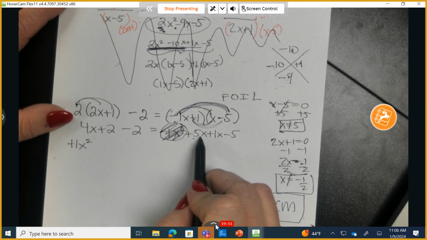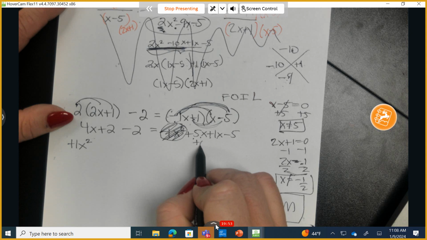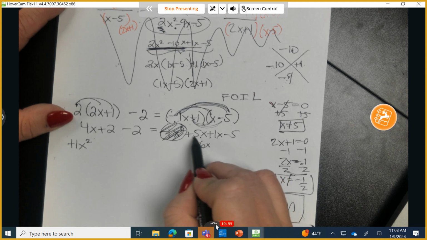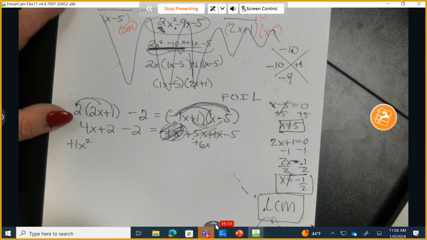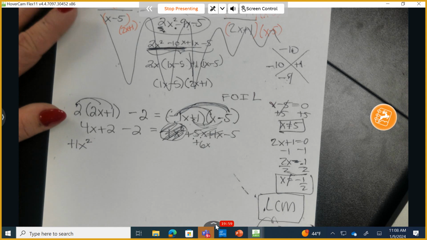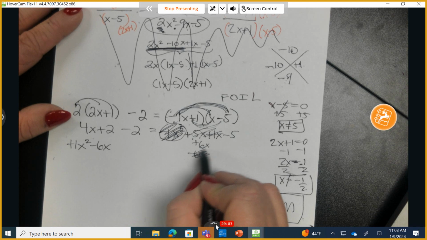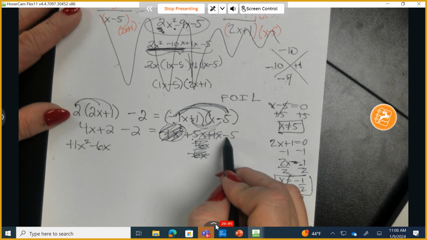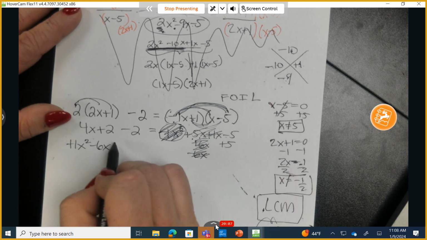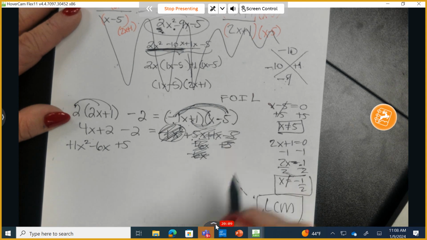I know 5x plus 1x is a positive 6x. But when I take a positive 6x and I move it to the other side, again, I have to do the opposite operation. So I'm going to subtract 6x from both sides. And a negative 5x in the same way, we're going to add 5x to the other side.